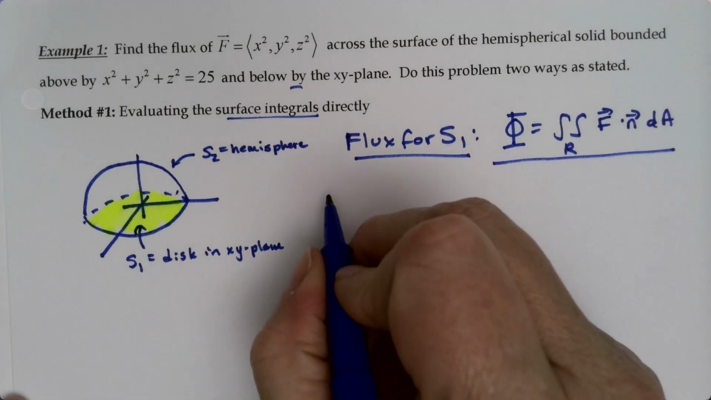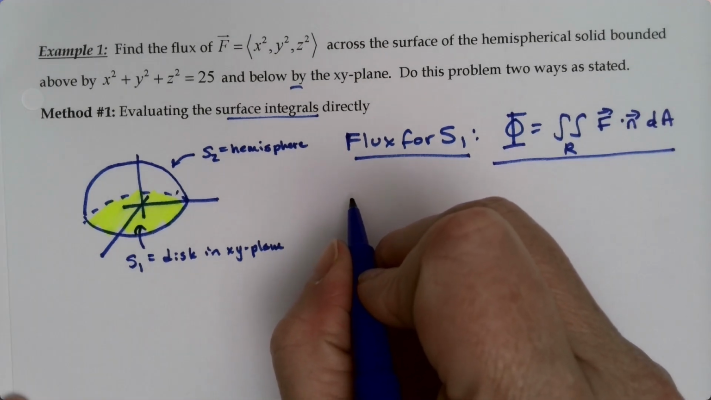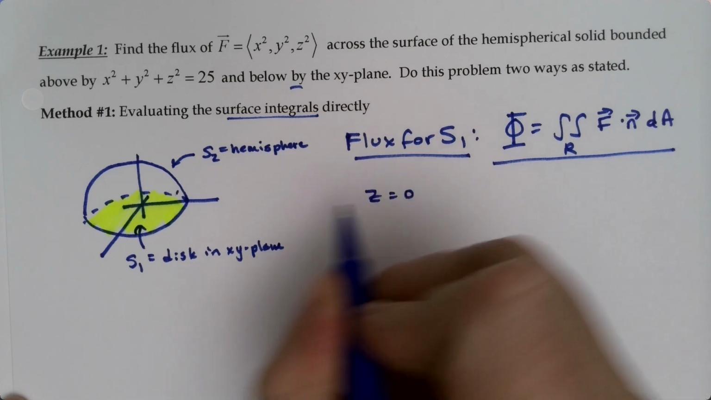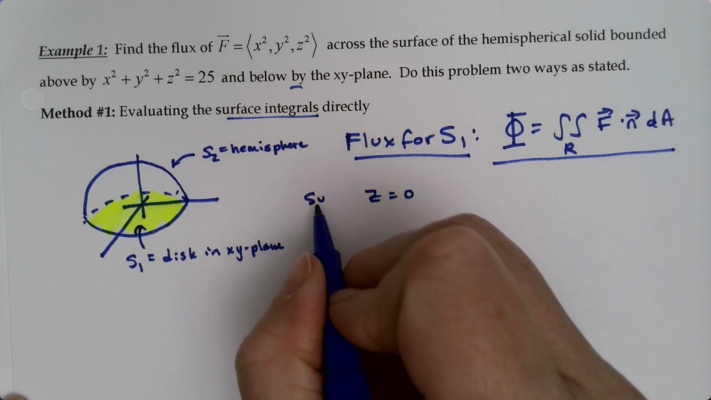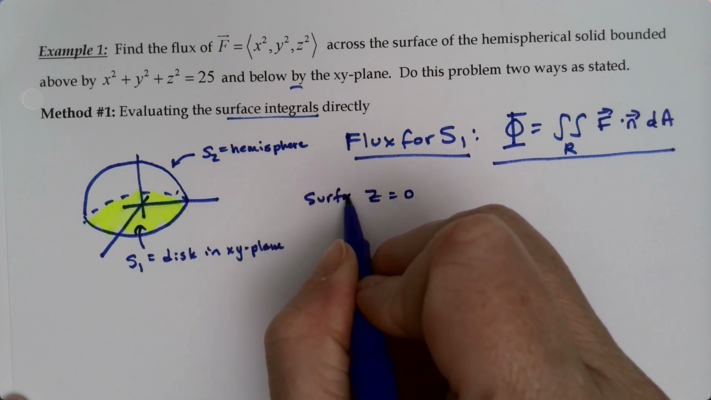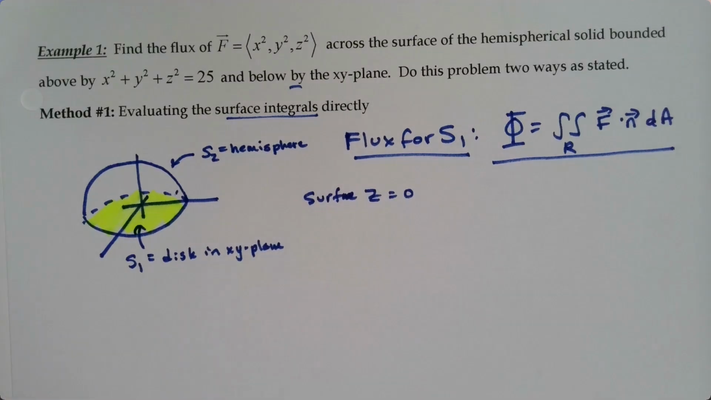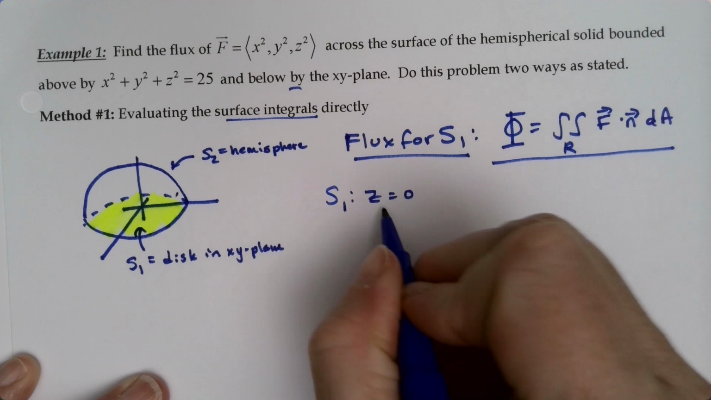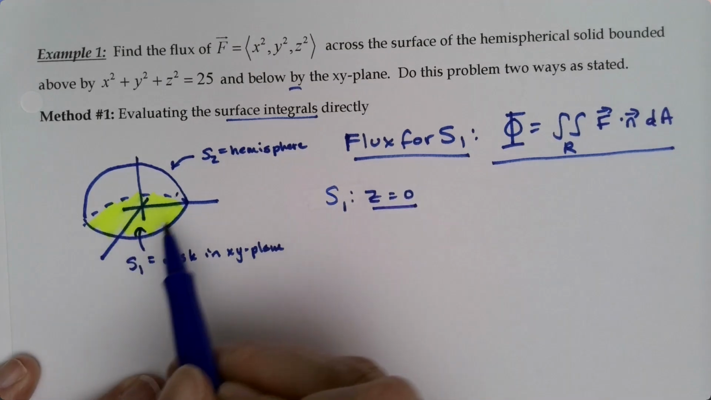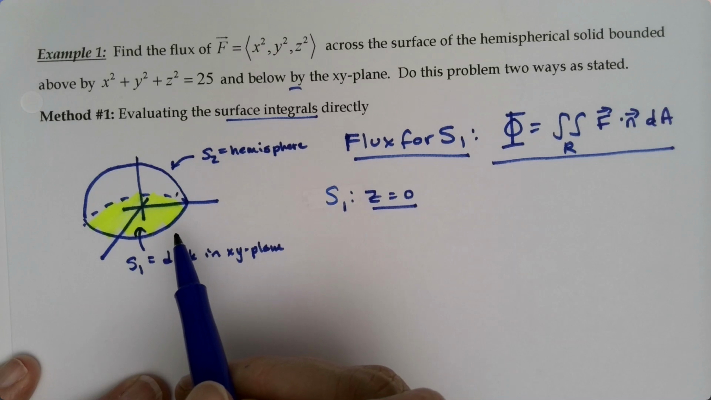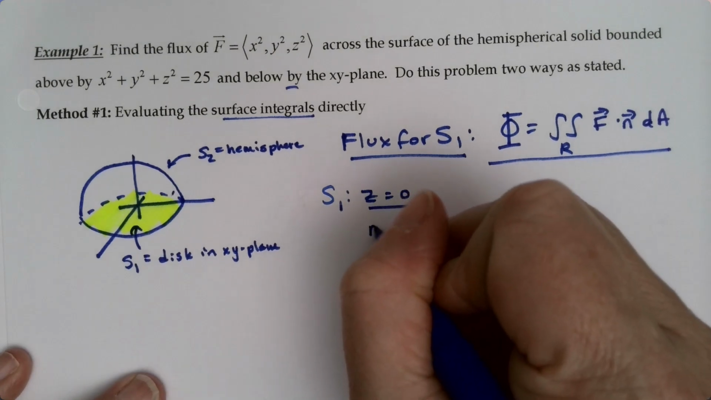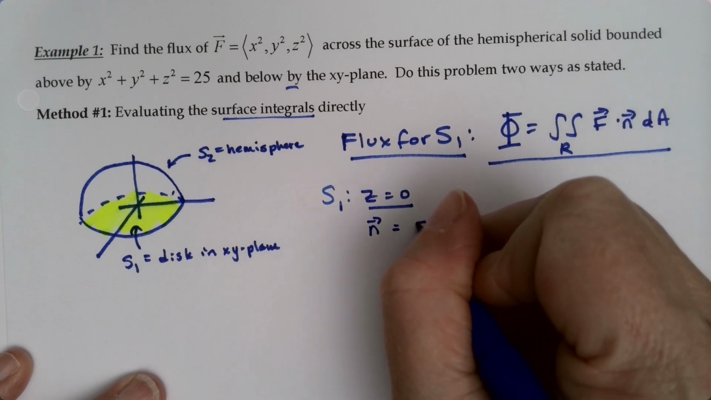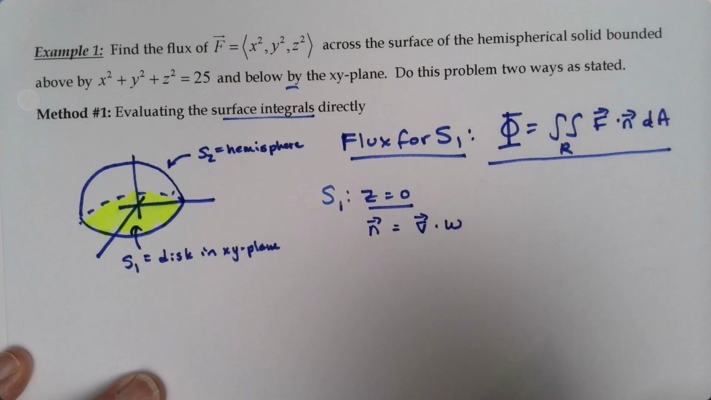All right, so we need to find this surface. z equals 0 is the surface. So let's just say S1, surface 1. For S1, z is equal to 0 because we're on the xy plane. All right, so the normal vector is equal to the gradient of w.